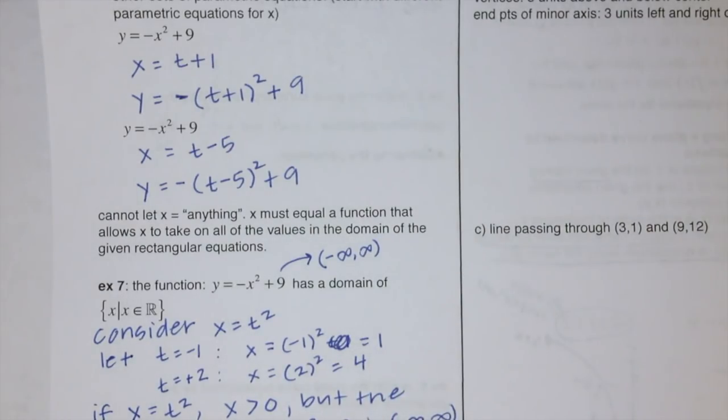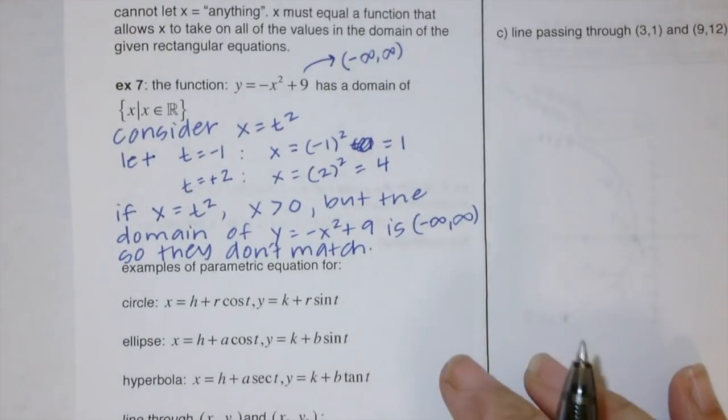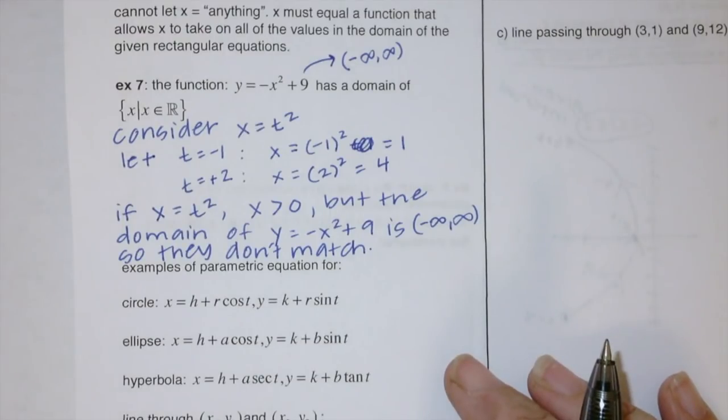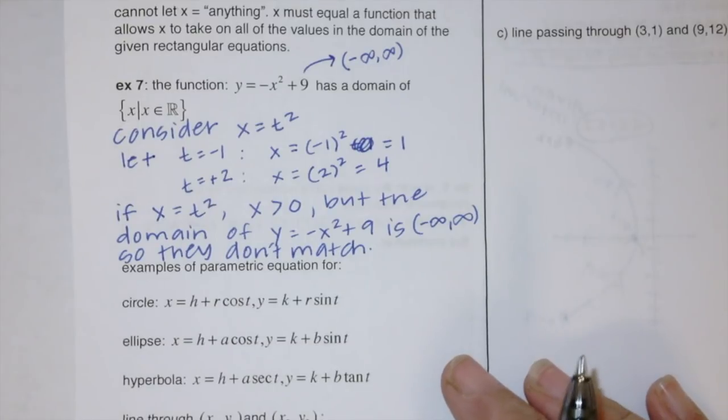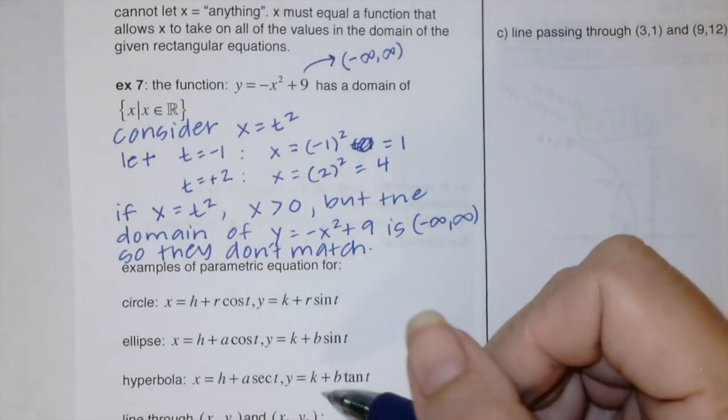Alrighty, last piece of stuff is probably the easiest one. First, take a look at these equations. These are examples of parametric equations for circles, ellipses, hyperbolas, and lines. You do not have to memorize these. If it's on your test, they'll be given to you.